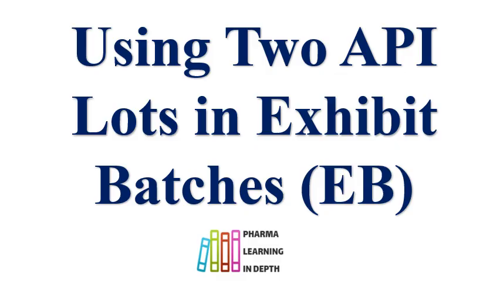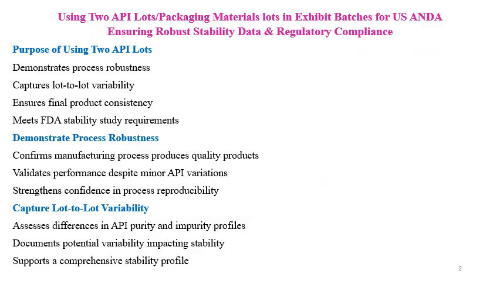As we know that the exhibit batches are manufactured to show the reproducibility, to show the process robustness, and to demonstrate that the applicant can manufacture the quality batches for the formulation. This video will focus mainly on the reason behind using two different API lots in the exhibit batches.